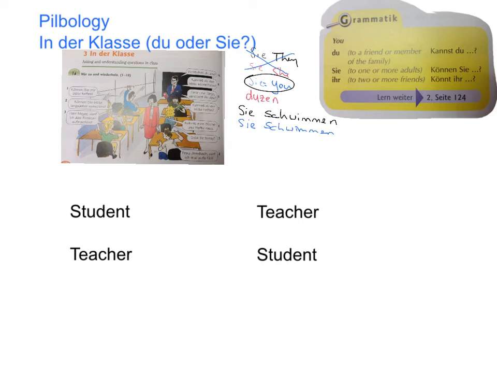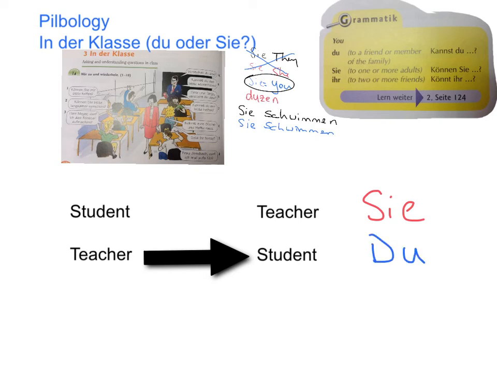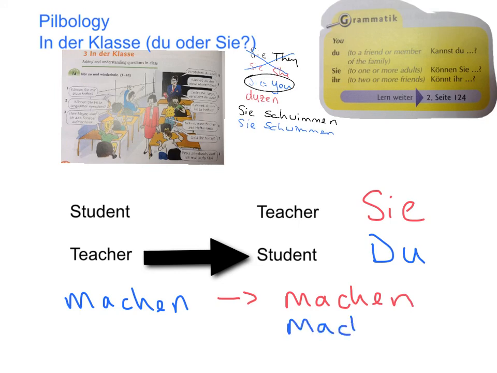Just to be sure that you've understood, make sure you take note of the following. If a student is speaking to a teacher, you're going to be using Sie. But if the teacher is speaking to the student, then he or she will be using du. And all this means is that when you hear the verb, so let's use the verb machen, you know that there's going to be a different ending that you need to listen out for. So, for example, if it was Sie, Sie machen, and if it's du, what's the ending? Go on. Machst.